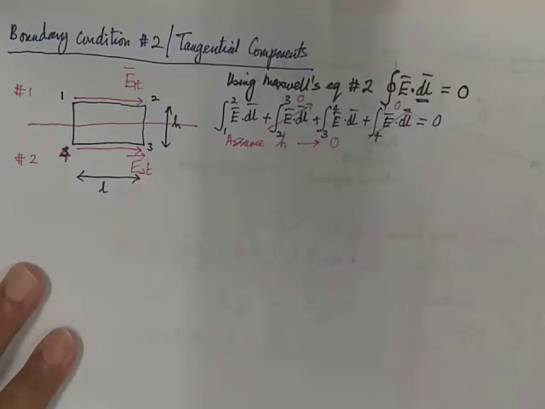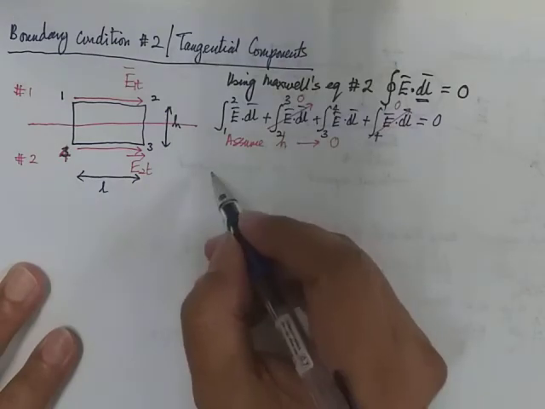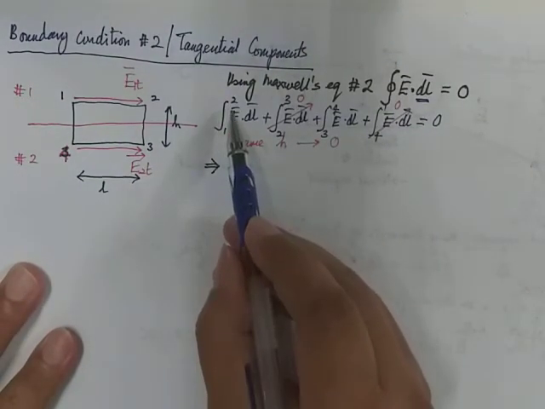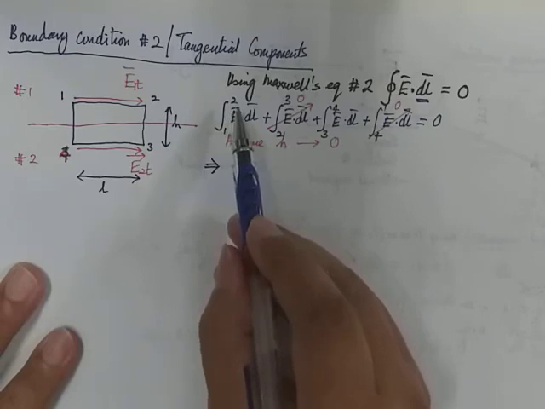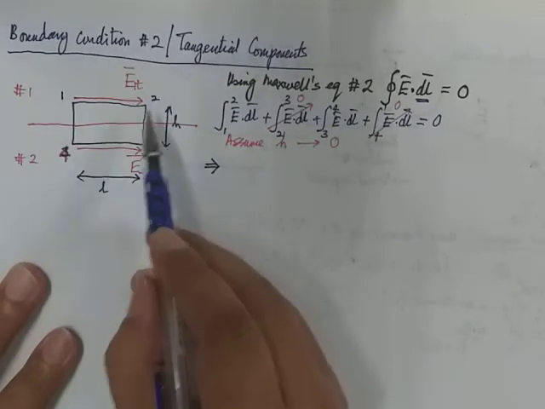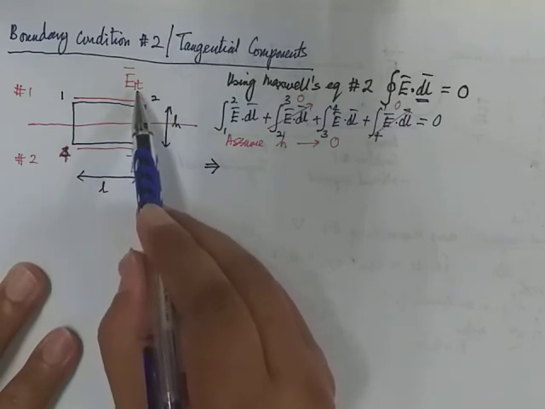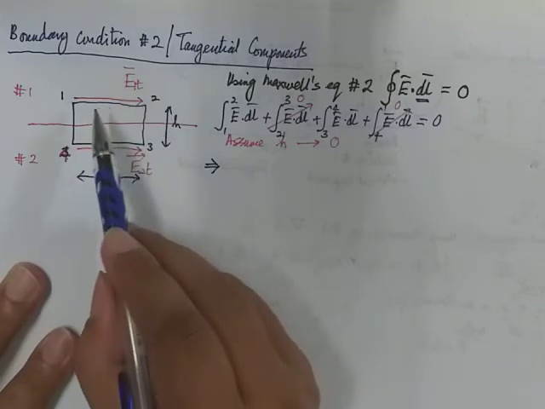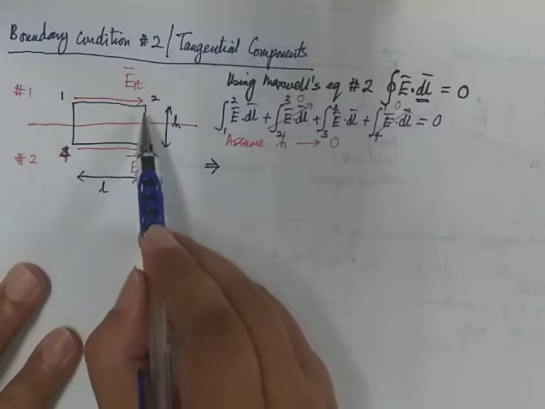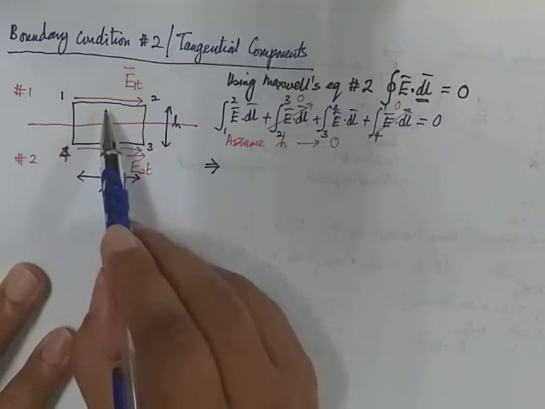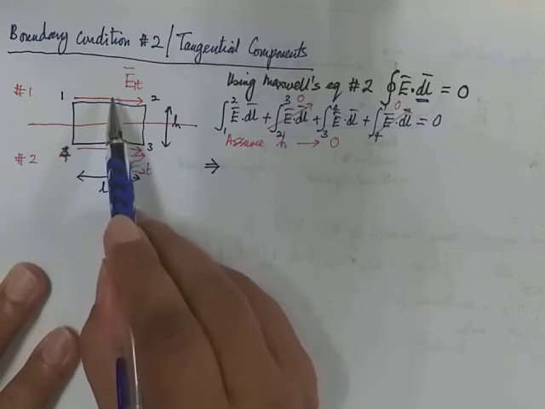Okay, so now our life has become easier. We are only focusing on the tangential component. So let's do that now. From 1 to 2, what we can see is the E1T there, correct? And then the integration is moving from where to where? From 1 to 2. Therefore, the direction of dL is also the same as the direction of E. Do we agree on that?